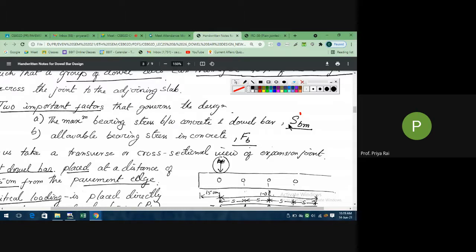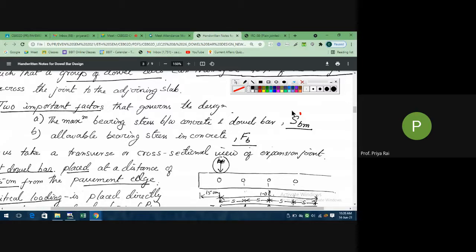If this satisfies, that means your FB is greater than the SBM, and whatever data you have assumed, those data are perfect, those data are safe, your design is safe. So let us see how to calculate these two things.